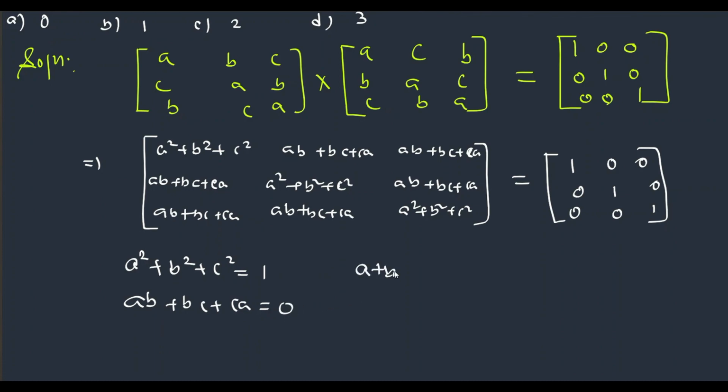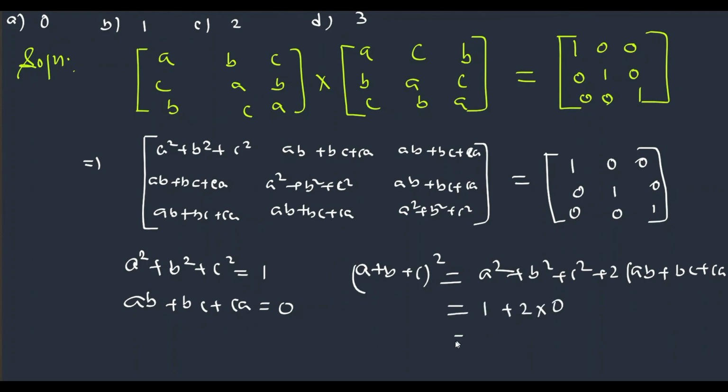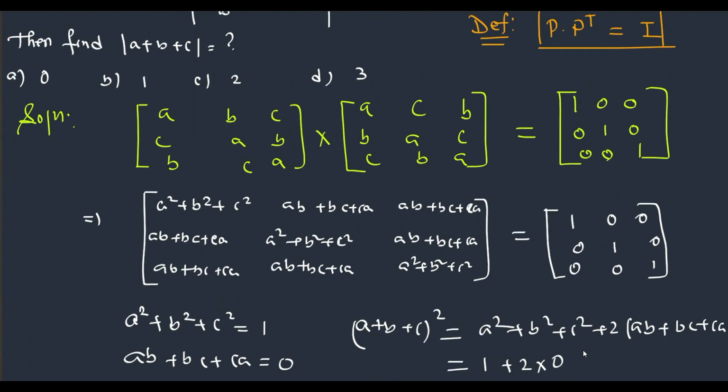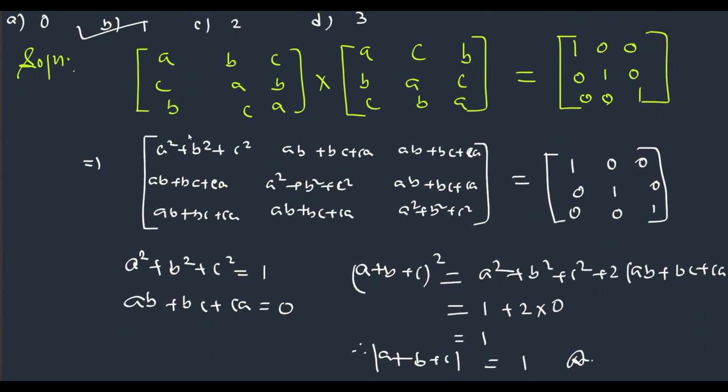So we know that (a plus b plus c) whole square has the formula a square plus b square plus c square plus 2 times (ab plus bc plus ca). So this value is given as 1, this value 2 into 0. So the answer is 1. If you take the mod value, what will happen, 1 only. Modulus will be 1 because a plus b plus c is plus minus 1. Yes sir, B is the correct option.